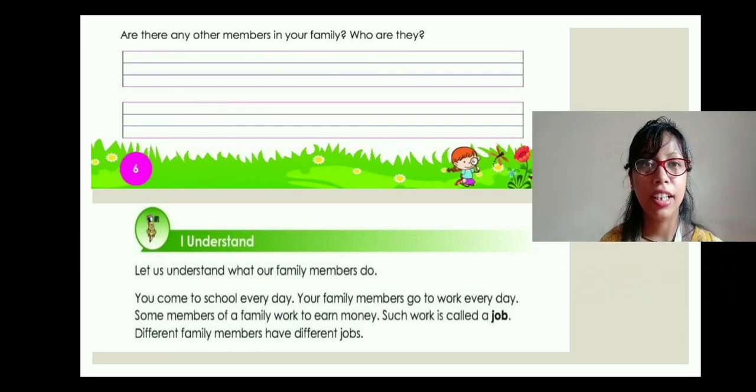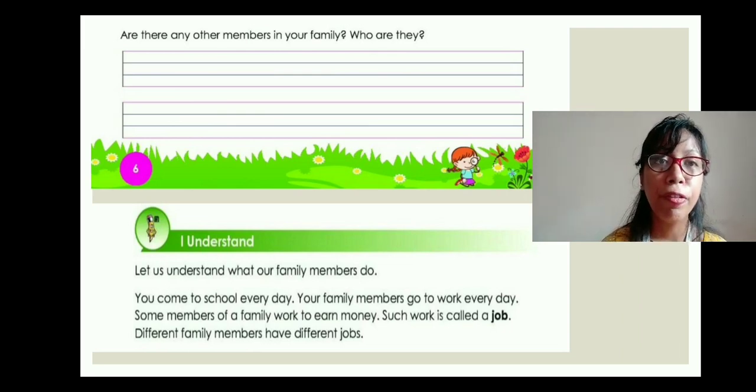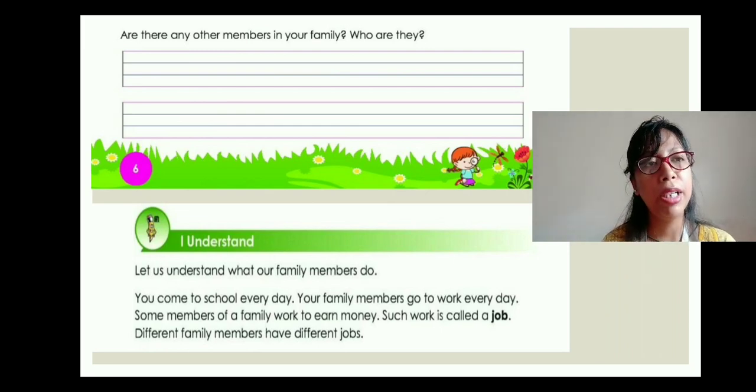Now let's come to page number 7. In the above part, let us understand what our family members do. You come to school every day. Your family members go to work every day. Some members of a family work to earn money. Such work is called a job. Different family members have different jobs. Each of the family members has different roles to play.